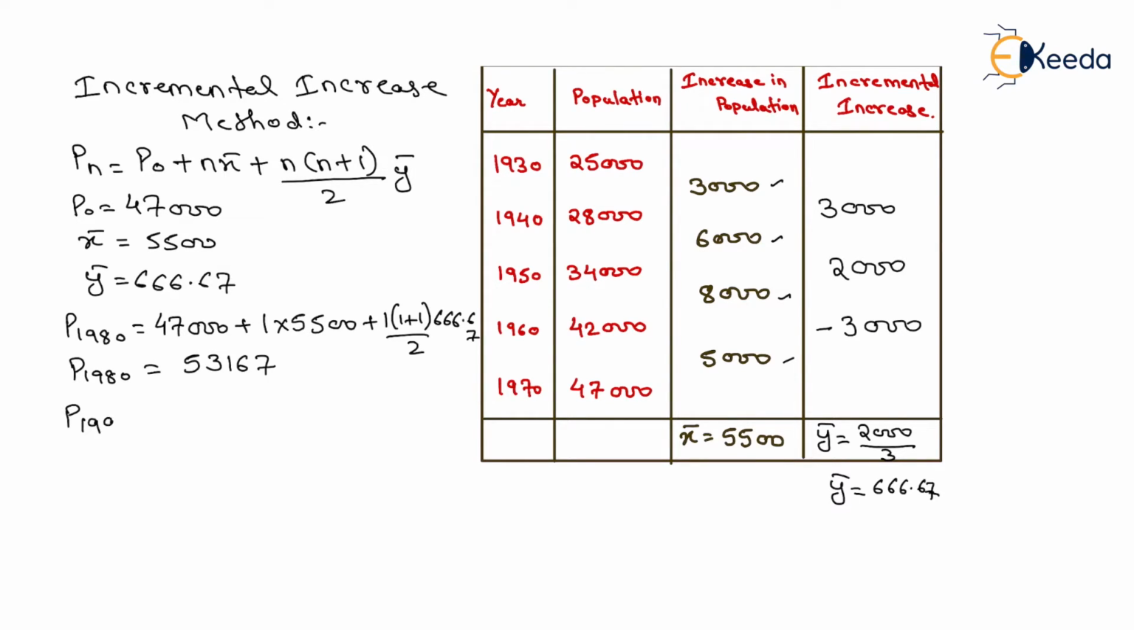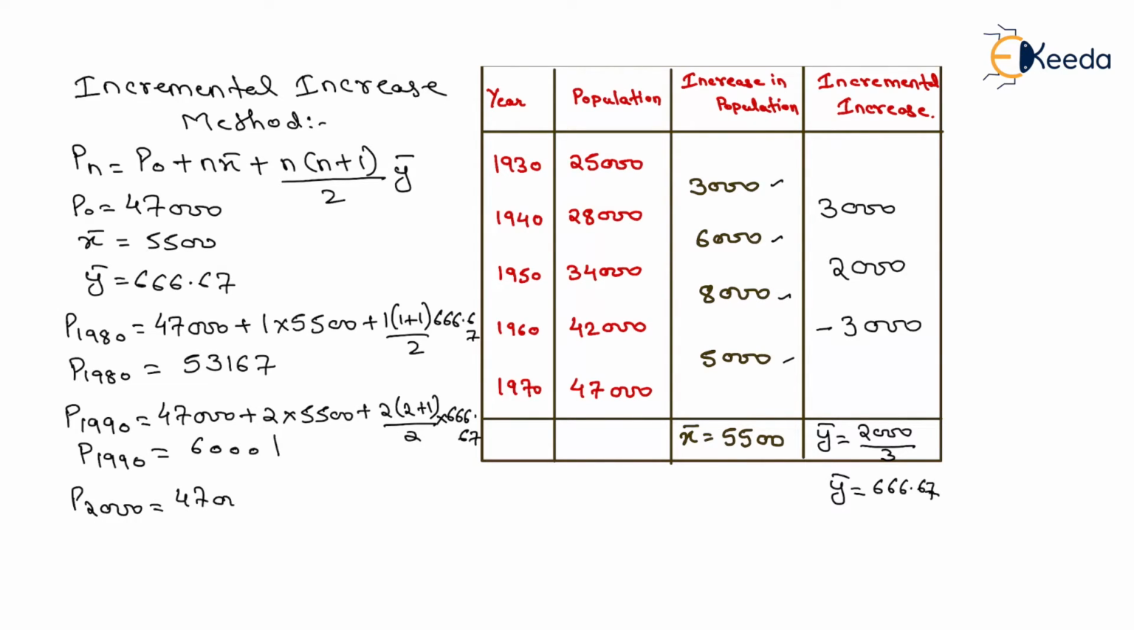Now we need to calculate the population of 1990, so it will be equal to 47,000 plus 2 into 5500 plus 2 into 2 plus 1 by 2 into y bar, that is 666.67. Now what is the population after 1990? It will be equal to 60001. That is the population after 1990. Clear?